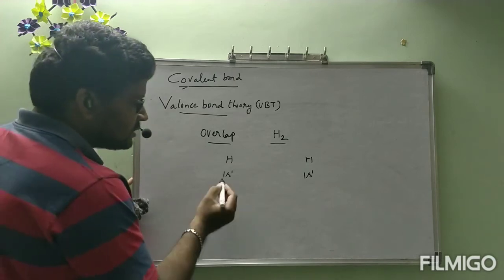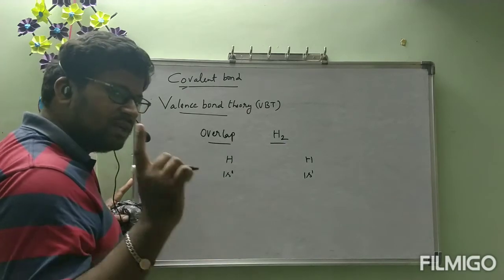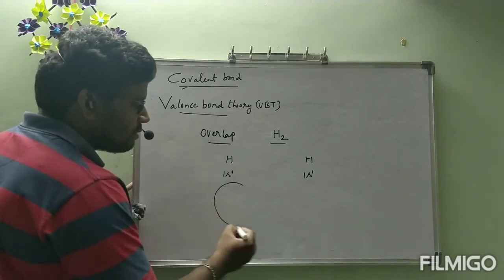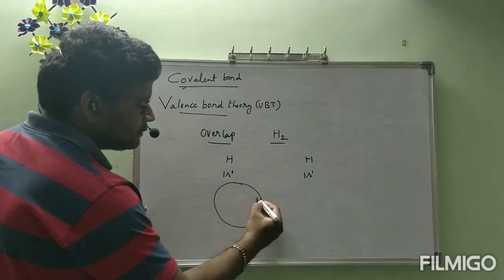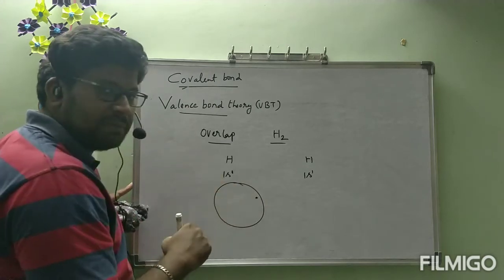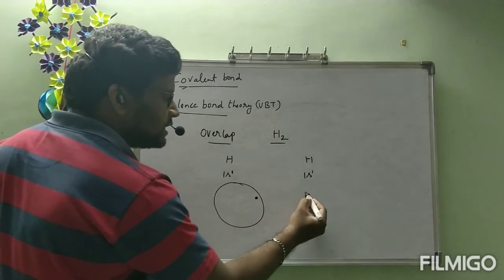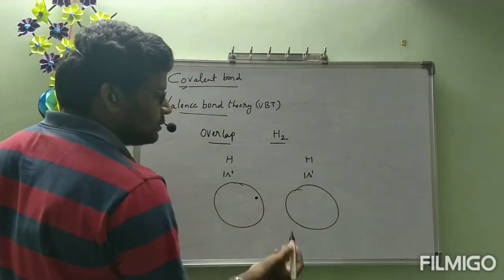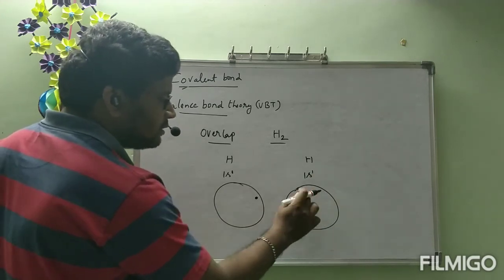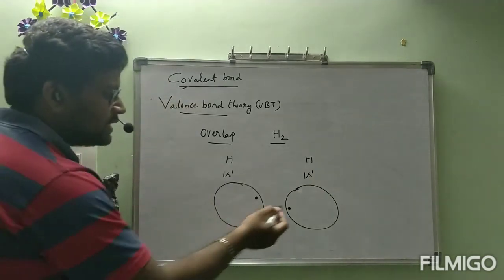First hydrogen has only one shell, that is called the outermost shell, with 1 electron. That is the s orbital. S orbital means which shape? Spherical. In that, 1 electron is present. Next, the second hydrogen has the same s orbital. The s orbital shape is spherical, and it contains 1 electron.